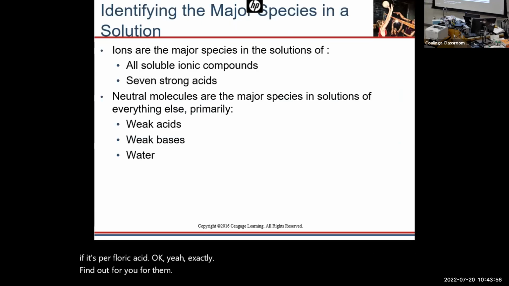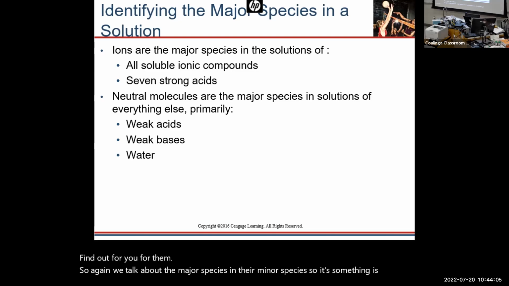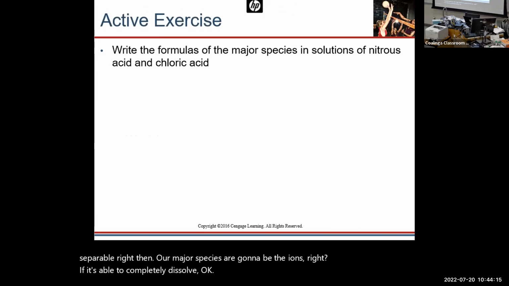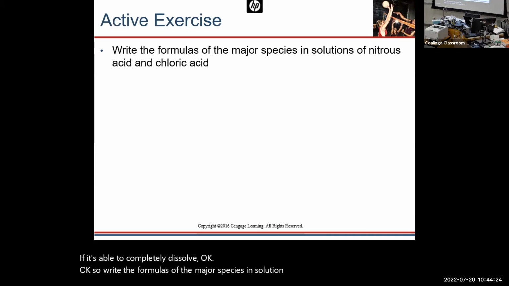Okay. So again, when we talk about the major species and the minor species, if something is totally separable, then our major species are going to be the ions. It's able to completely dissolve. Okay. So write the formulas of the major species in solution of nitrous acid and chloric acid.